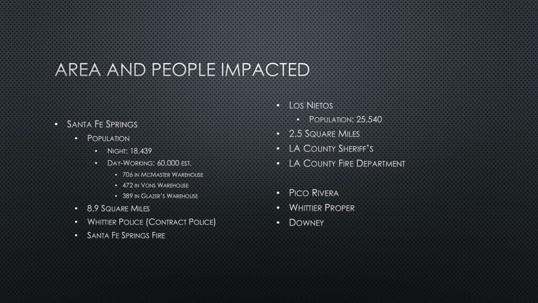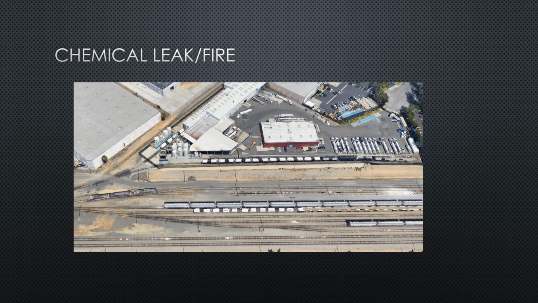In this next map, we see an overhead image of the chemical plant. It is bordered by transportation trains. There are commercial trucks and trailers which transport the chemicals, and on the left side we see the actual containers and processing plant where the chlorine is made.